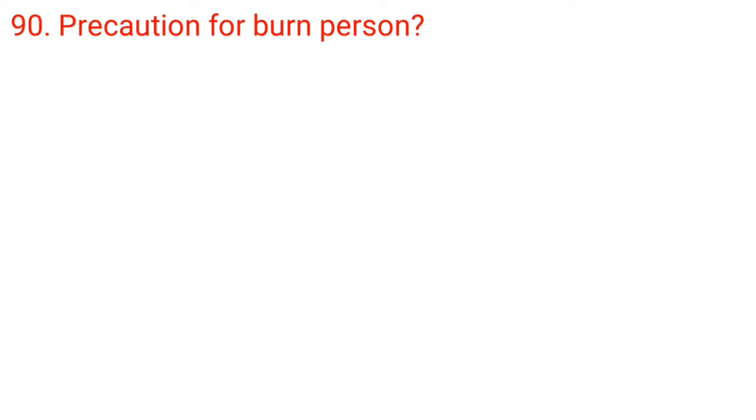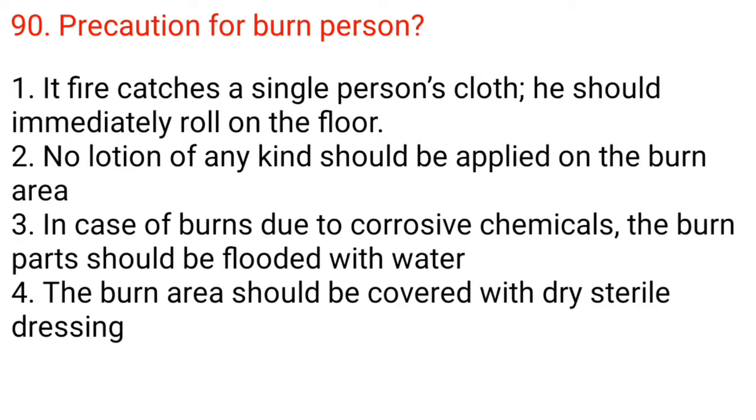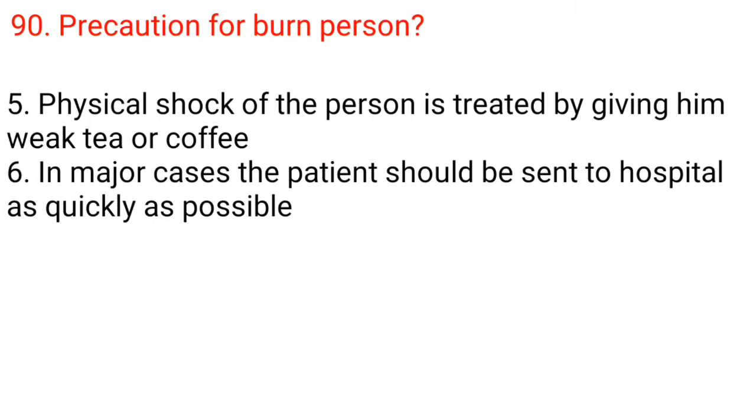90. Precautions for a burn person. 1. If fire catches a single person's cloth, he should immediately roll on the floor. 2. No lotion of any kind should be applied on the burn area. 3. In case of burns due to corrosive chemicals, the burnt parts should be flooded with water. 4. The burn area should be covered with dry sterile dressing. 5. Physical shock of the person is treated by giving him weak tea or coffee. 6. In major cases, the patient should be sent to hospital as quickly as possible.